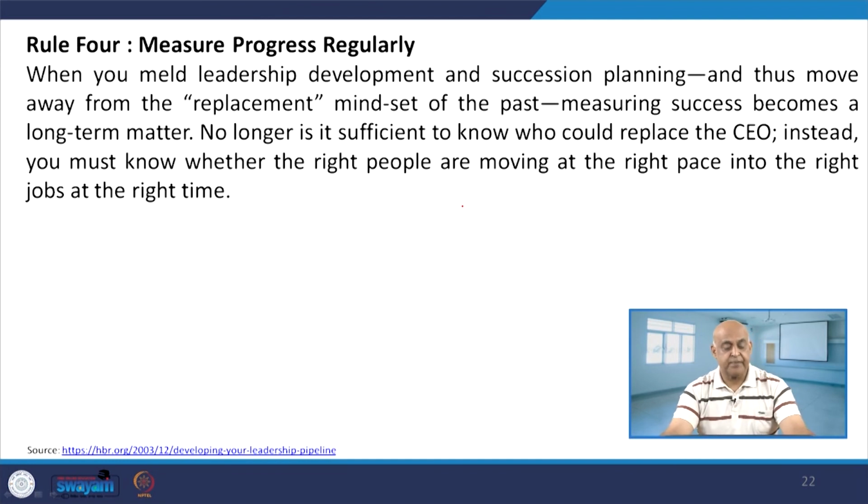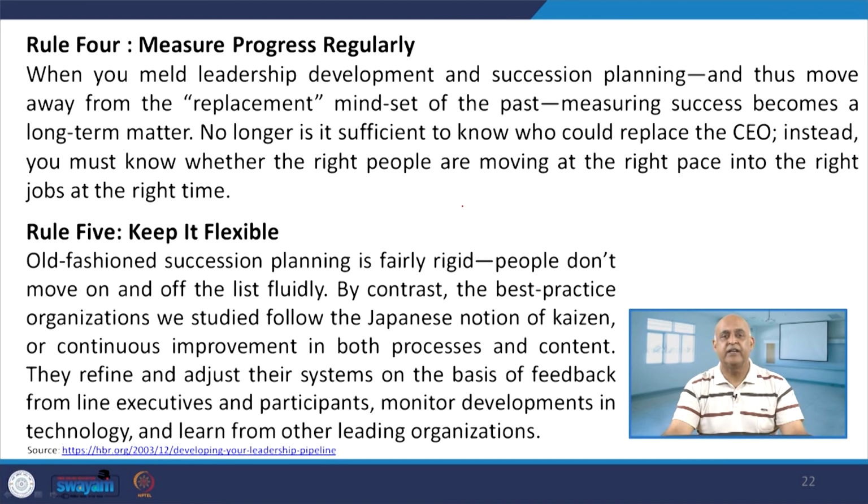Rule 4 is measure the progress regularly. When you meld leadership development and succession planning, you move away from the replacement mindset of the past, and measuring success becomes a long term matter. No longer is it sufficient to know who could replace the CEO; instead you must know whether the right people are moving at the right pace into the right jobs at the right time. If that is done, then definitely we will be more successful.